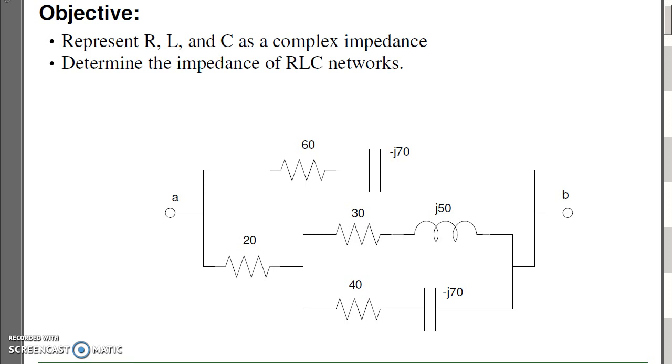The objective is to represent resistors, inductors, and capacitors as a complex impedance and determine the impedance of an RLC circuit like this. Basically, it's just like we did at DC. Impedances in series add. In parallel, it's the sum of the inverses, inverted. Whatever we did at DC also works at AC, only now we're using complex numbers.